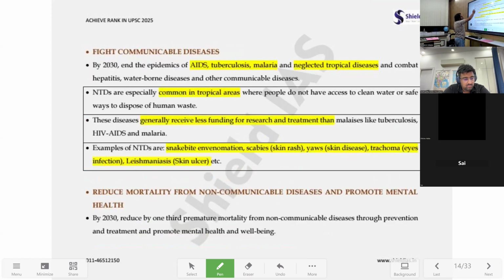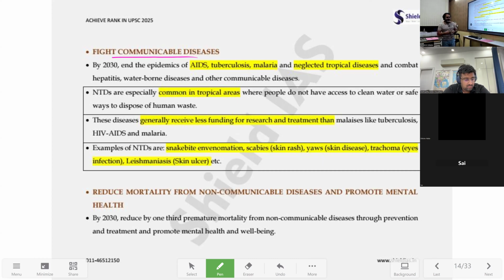Next, fight communicable diseases. Health is a major topic here, so we will do health separately with proper notes. This is just a hint. So what are communicable diseases which are mostly prevalent in tropical and subtropical conditions?